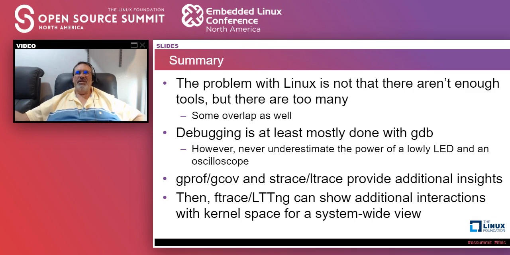Now, the problem, as I mentioned here, isn't that Linux doesn't have enough tools, it's that Linux has too many tools. Debugging in user space, at least, is mostly done with GDB or its equivalent LLDB if you're using the Clang compiler. Gprof and gcov, strace and ltrace, they're really tools to provide you additional insight as to what's going on. Then tools like ftrace and LTTng give you extremely detailed interactions between the kernel space and your user applications, or between kernel space entities for kind of a system-wide view. So there is a lot of execution information that's available to us.